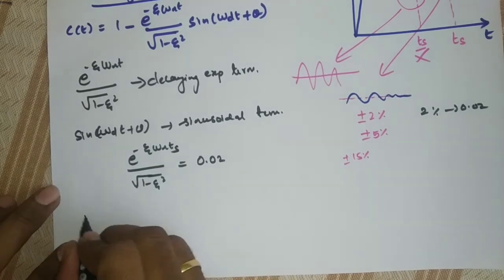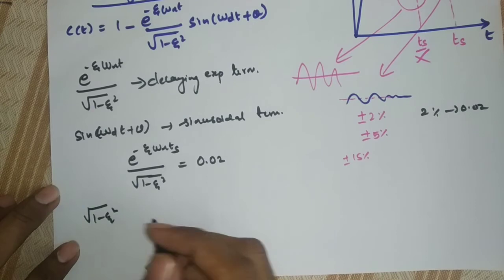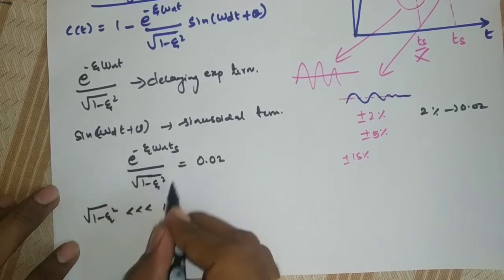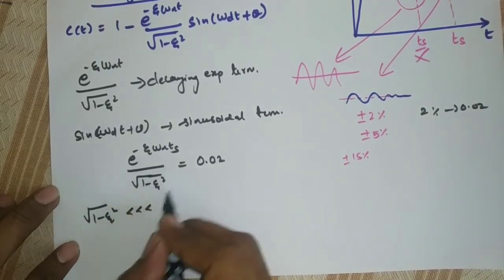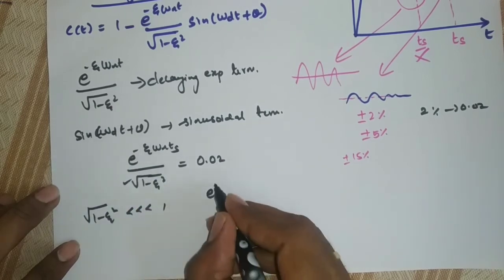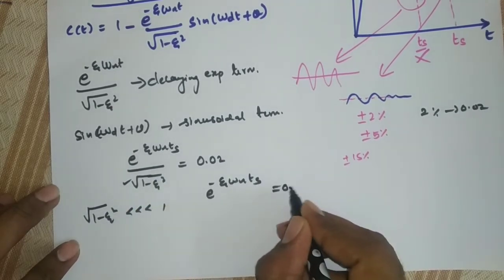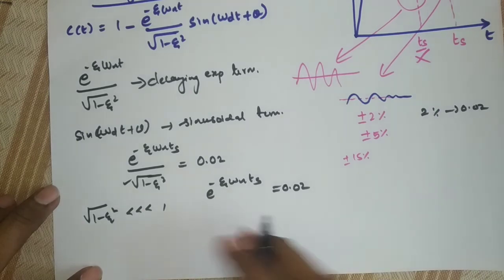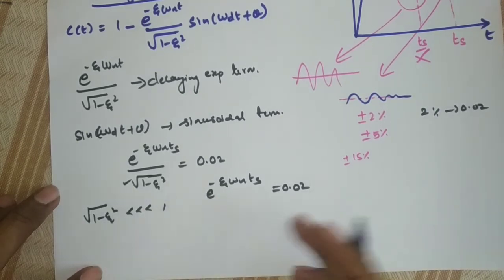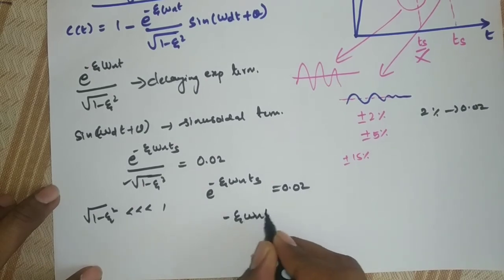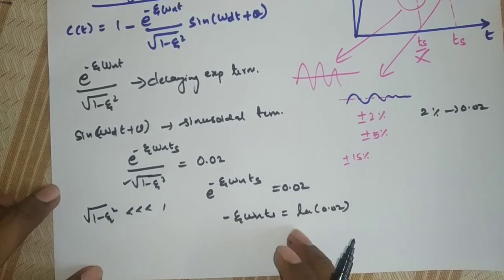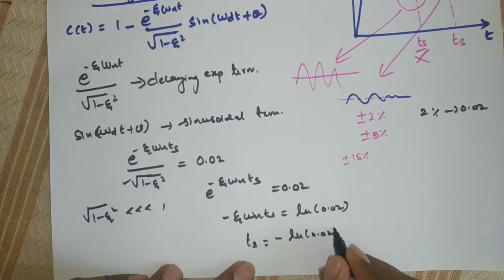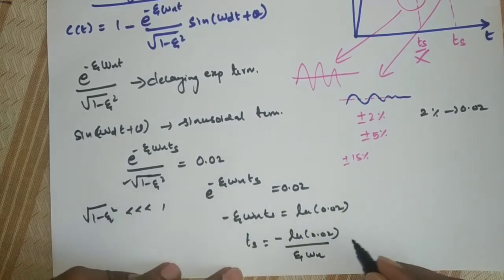For small values of eta, the other term will be less than 1, so we get a very small value for it and we can neglect it. We keep only the exponential term for our derivation. To find the value of Ts, we take the natural logarithm on both sides. The exponential term gets cancelled. We get ln of 0.02, and Ts is minus ln of 0.02 divided by eta omega n. The unit is seconds.